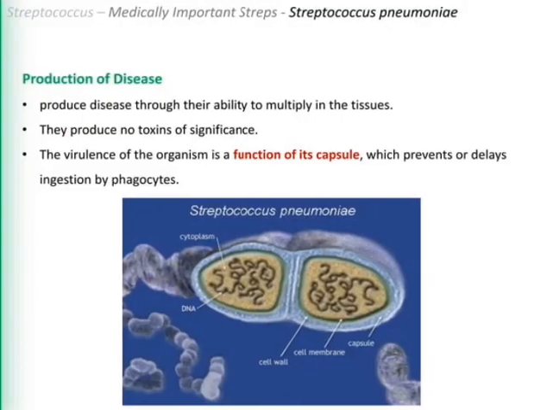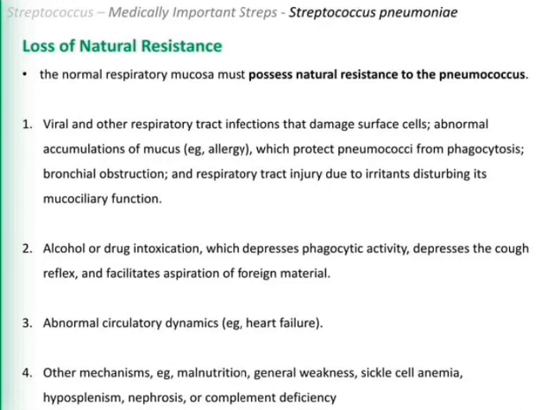Production of disease: pneumococci produce disease through the ability to multiply in the tissues. They produce no toxins of significance. The virulence of the organism is a function of its capsule, which prevents or delays ingestion by phagocytes. Loss of natural resistance: the normal respiratory mucosa must possess a natural resistance to the pneumococcus. Viral and other respiratory tract infections damage the surface cells. Abnormal accumulation of mucus protects the pneumococci from phagocytosis. Bronchial obstruction and respiratory tract injury due to irritants disturb mucociliary function.